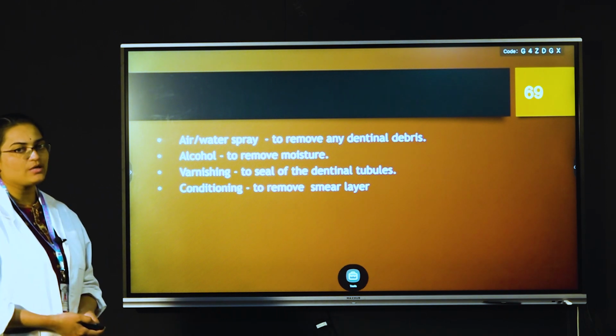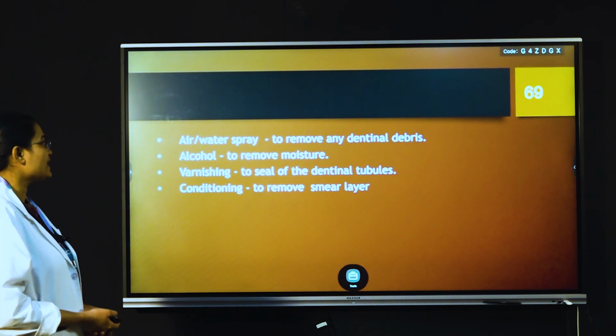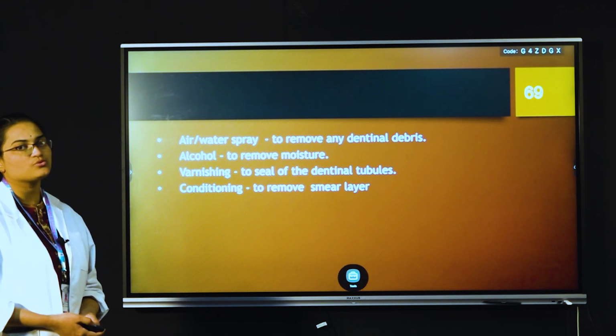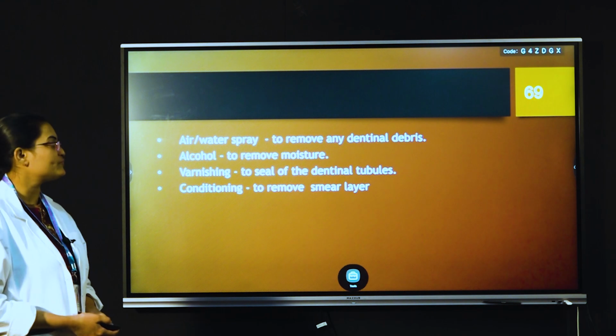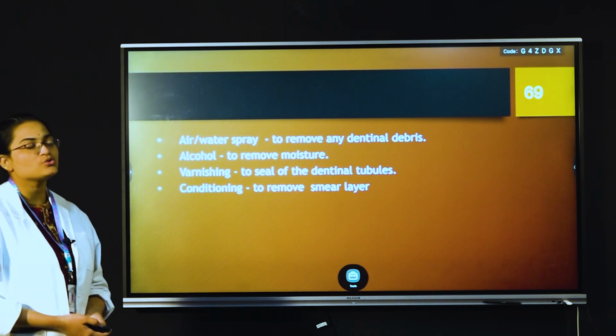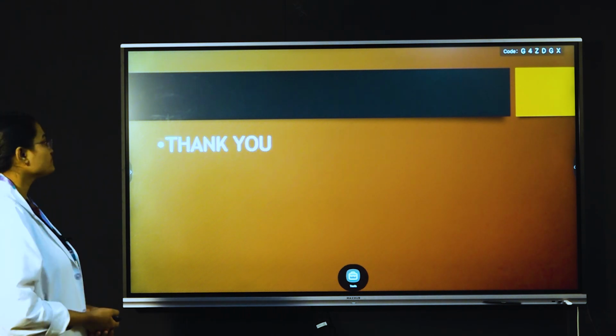Air water spray can be used to remove all the debris remaining in the cavity. Alcohol can be used to remove the moisture, and varnishing can be used to seal the dentinal tubules further. Conditioning can be used to remove the smear layer.